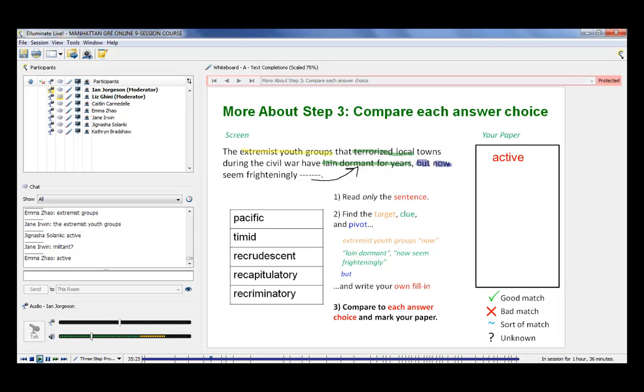All right, does Pacific mean active? What do you guys think? Yes, no, maybe, or question mark? Okay, Pacific means peaceful. Does timid mean active? Timid, what do you guys think? Okay, how about recrudescent?